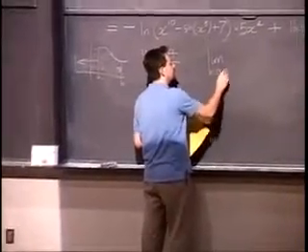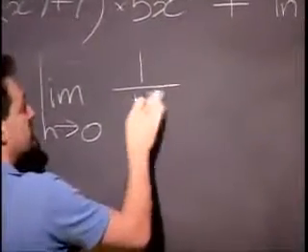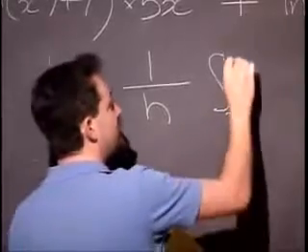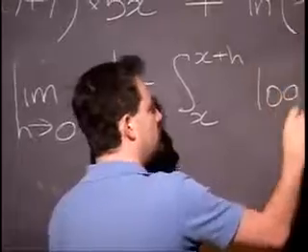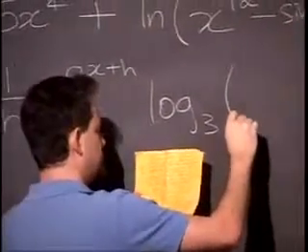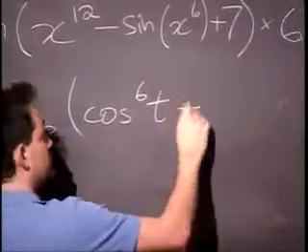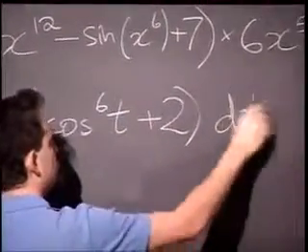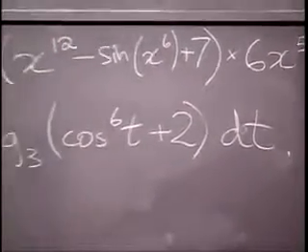Consider this limit. Limit as h goes to 0 of 1 over h, the integral from x to x plus h, log base 3 of cosine t to the power 6 plus 2 dt. It's not even a derivative. It's a limit. Well, it's a limit, but yet it's just a derivative. In fact, it's a derivative in disguise.